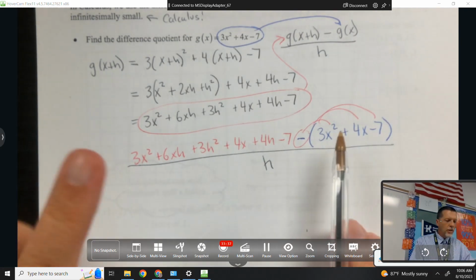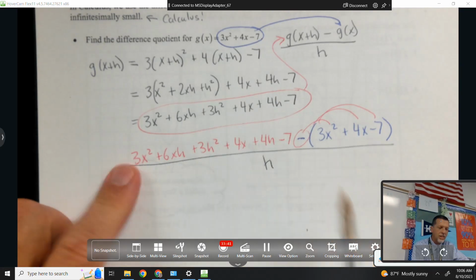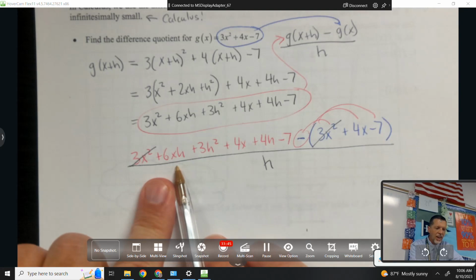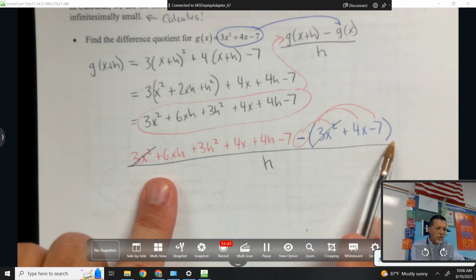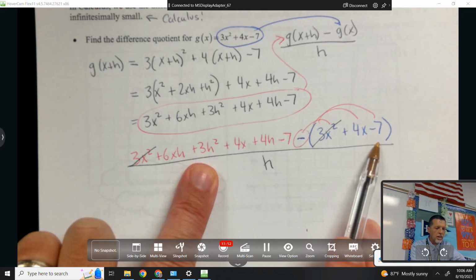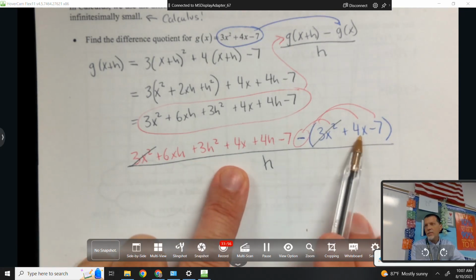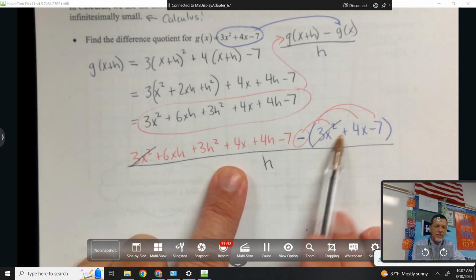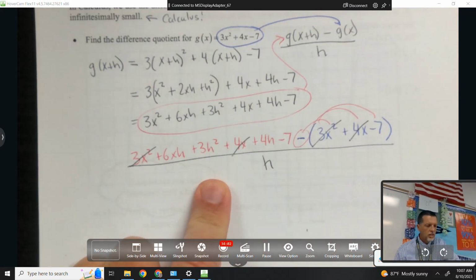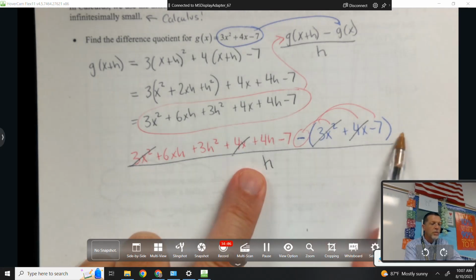All right, now I do have some like terms. What happens with the 3x squareds? Those will cancel. 6xh doesn't have anybody he can partner with. 3h squared doesn't have anybody to partner with. 4x, though, it will cancel because of that minus sign. So if I distribute the minus sign, I get a plus 4x and a minus 4x. 4h, nothing with that. Minus 7 plus 7 will cancel.